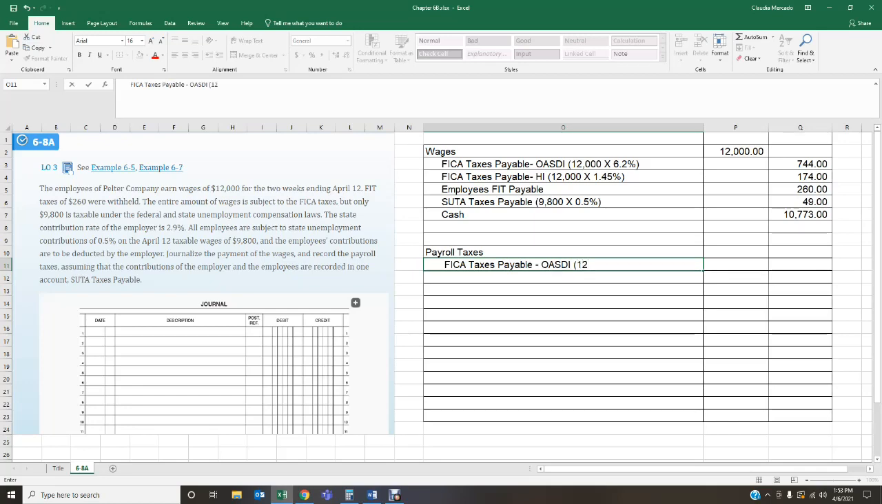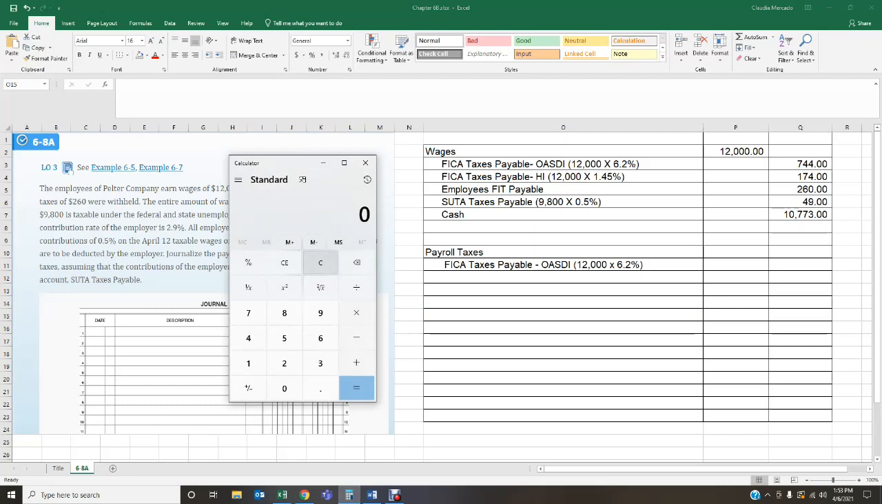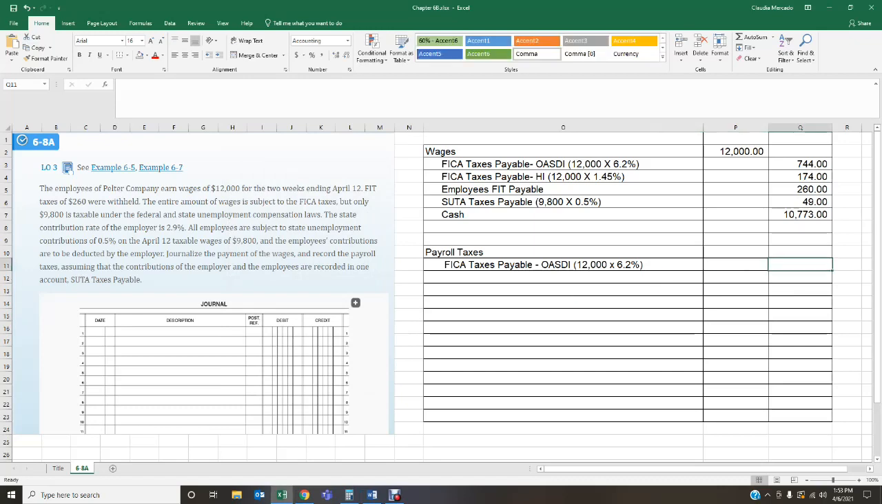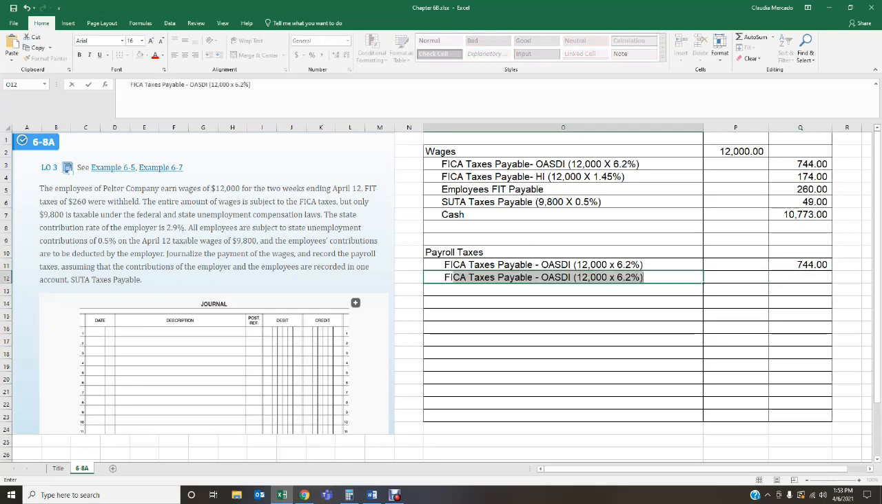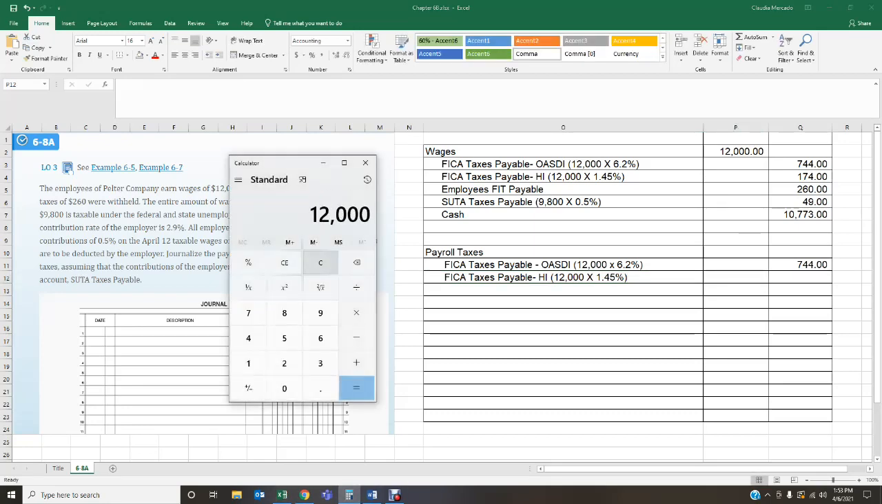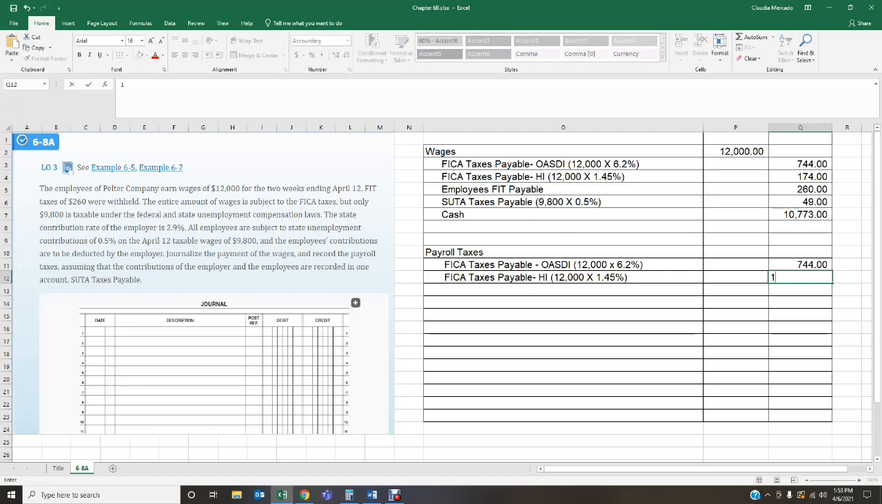And it's $12,000 times 6.2%. 12,000 times 6.2% is $744. Okay, so that'll be $744. Then we have FICA taxes payable for HI. That's $12,000 times 1.45%. That's going to be $174.